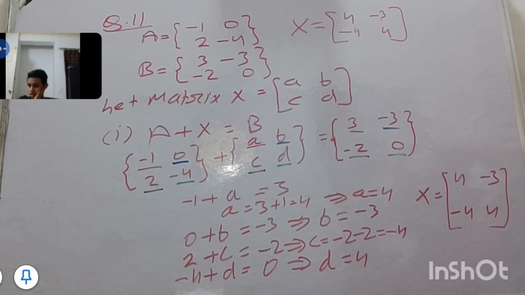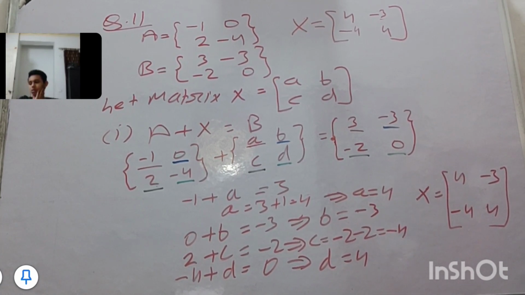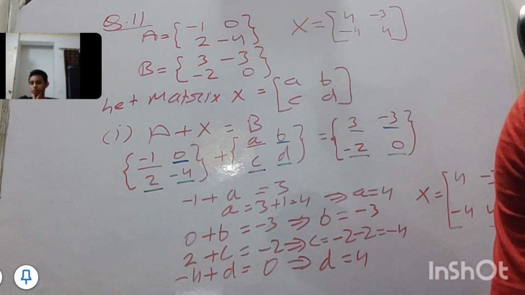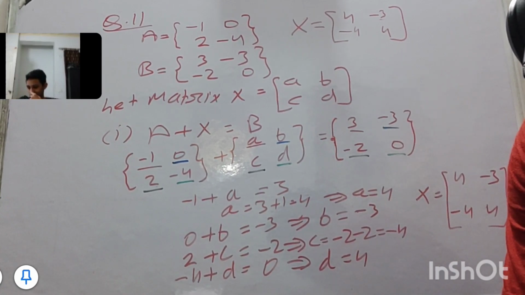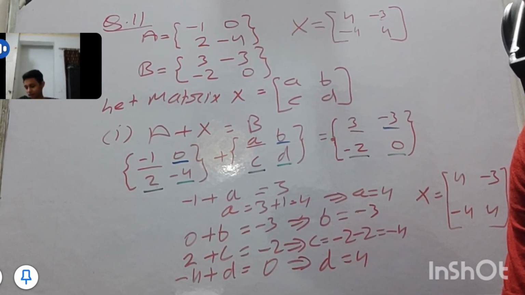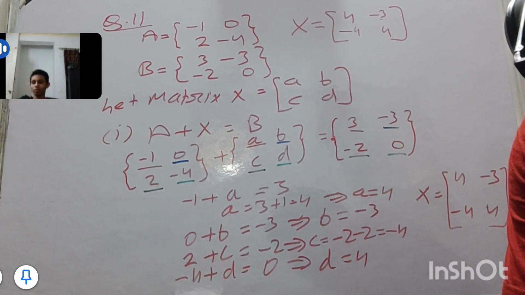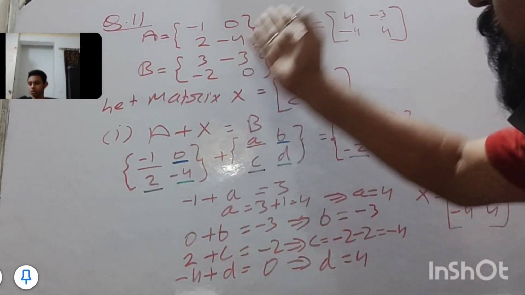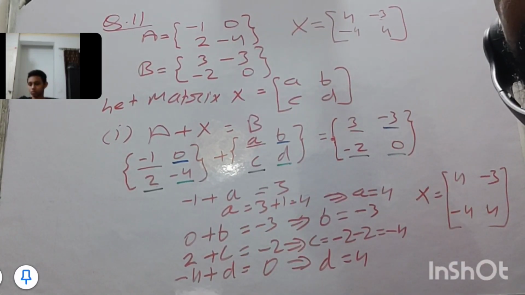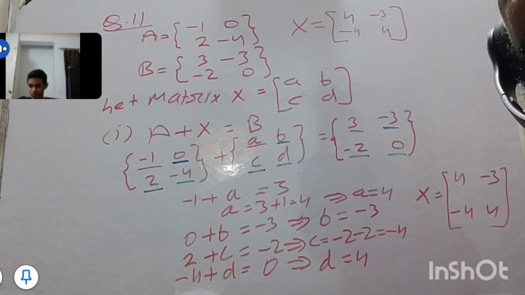Now we have to solve the second part of this question number 11, which is based on matrix. Matrix is a plane of numbers, and it has rows and columns, and as we know, the order of a matrix is rows into columns. So here we have found the values of X. X is equal to 4, -3, -4, and 4.